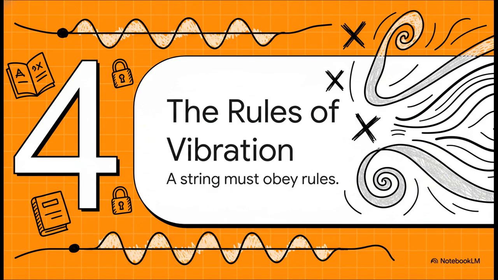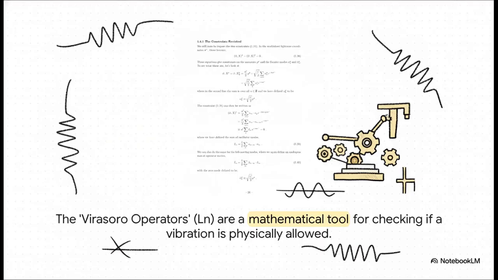But here's the catch. Not all of them are physically possible. A real string has to play by the laws of physics, and these constraints actually rule out a whole bunch of those vibrations. So let's see what these rules are. To enforce these rules, physicists use this amazing mathematical tool called the Virasoro operators. Each one of these operators, labeled L sub n, is a really complicated mix of all those oscillator volume knobs we just talked about. They're basically mathematical bouncers at a club checking if a vibration is physically allowed to exist.